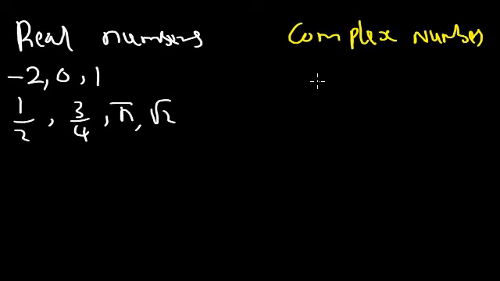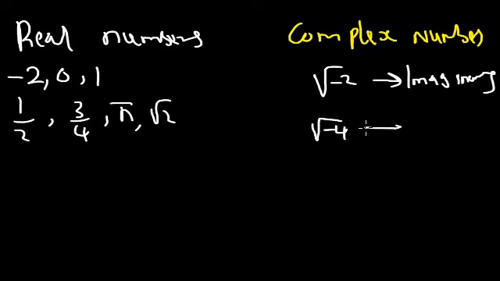For instance, I have square root of -2. This is called an imaginary number. Similarly, I have square root of -4. This is also known as an imaginary number. And this brings up the idea of a very beautiful and important notation known as i. So i is simply the square root of -1.